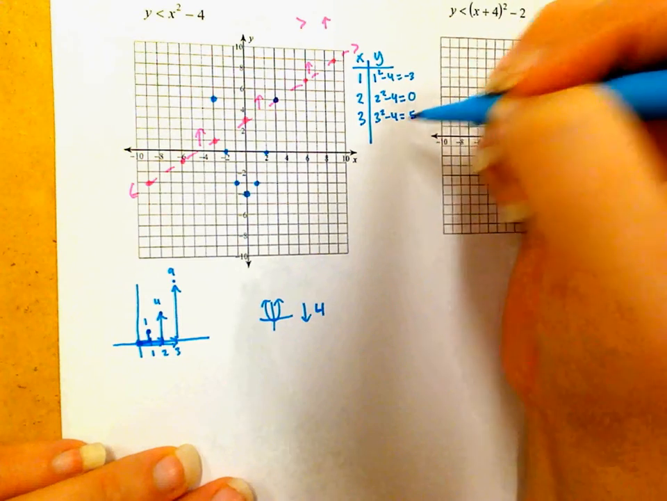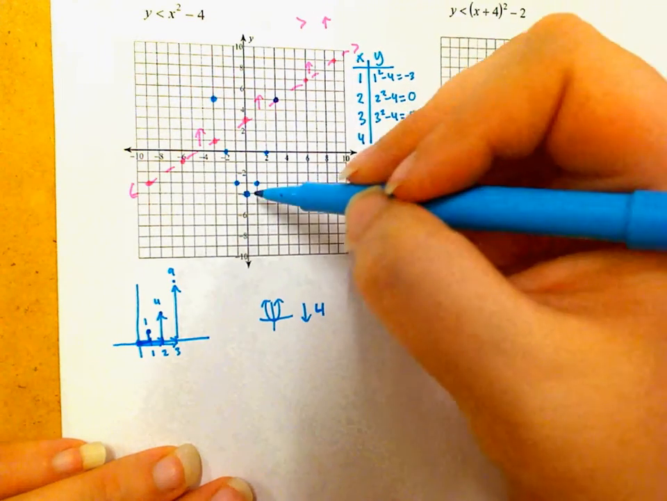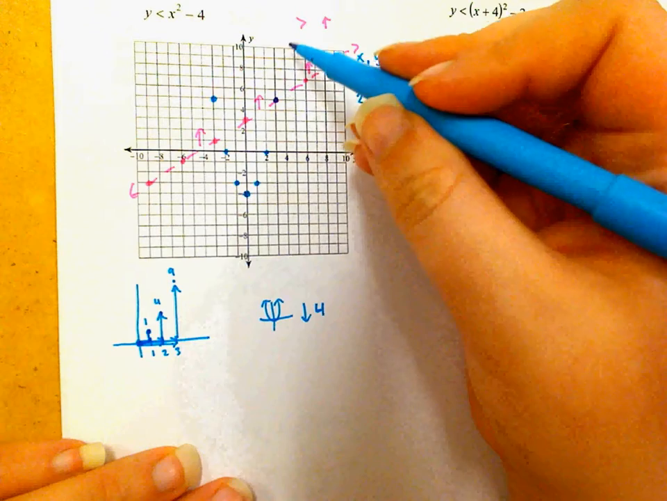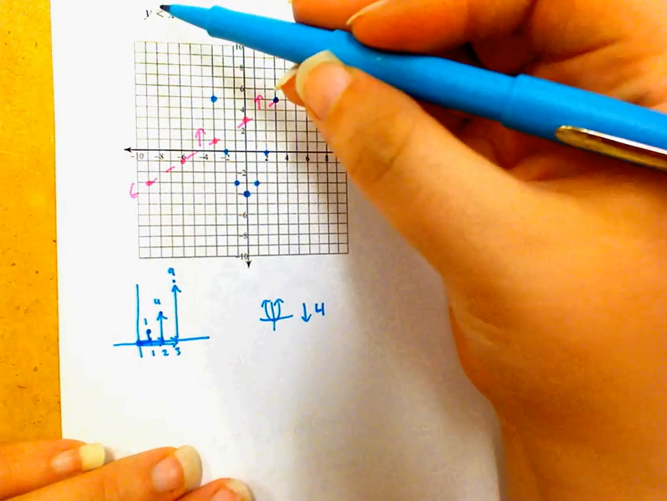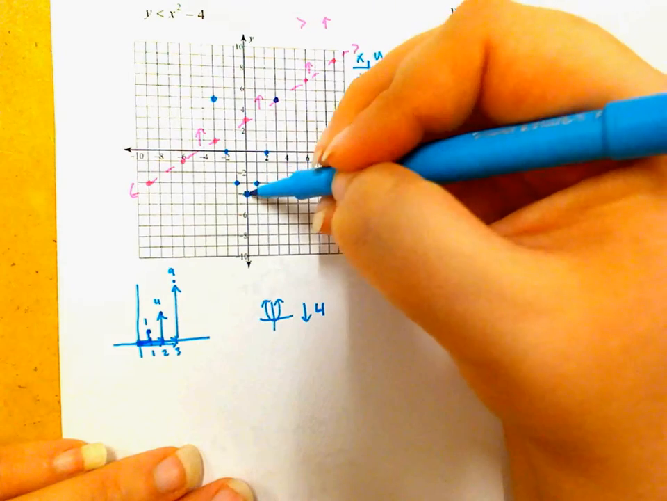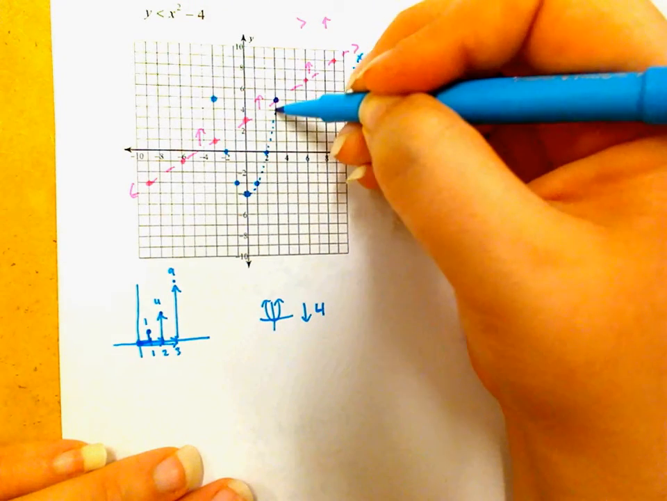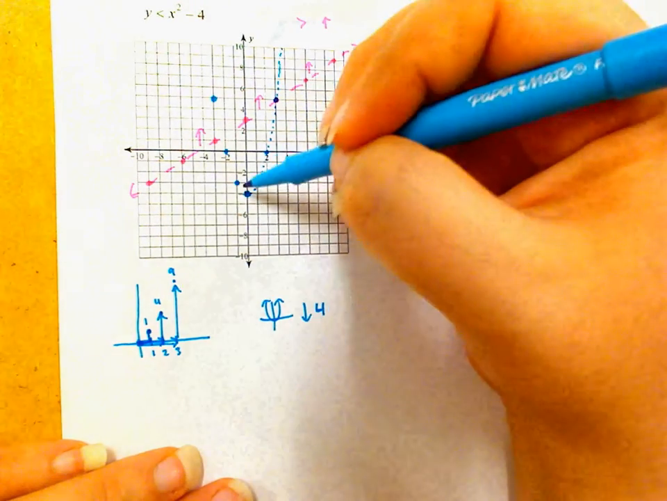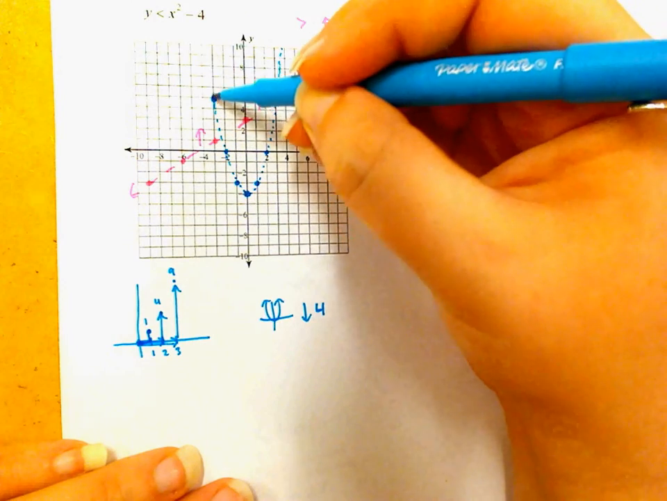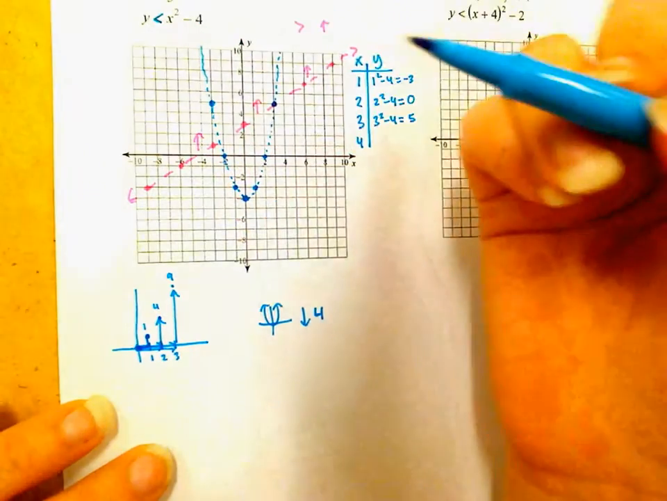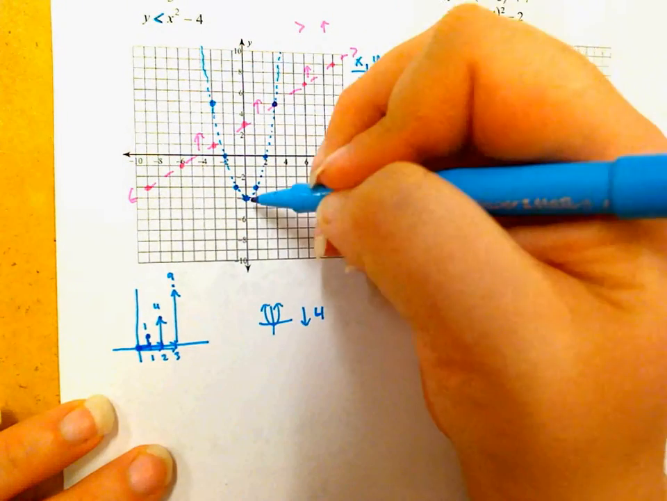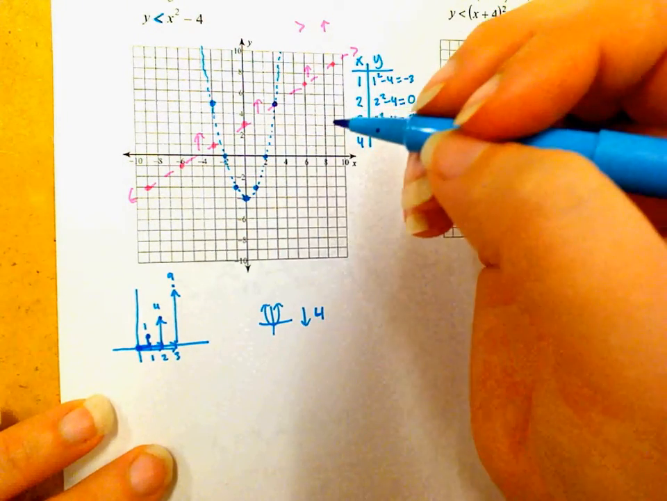It doesn't have a line underneath it, so it's a dotted line. Is it less than or is it greater than? It does say less than, which means I point my arrows where? So if you need to know where, because you can't draw an arrow pointing down inside, you start from the outside of the parabola and point down.